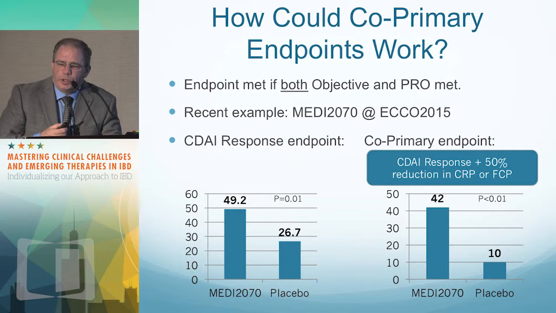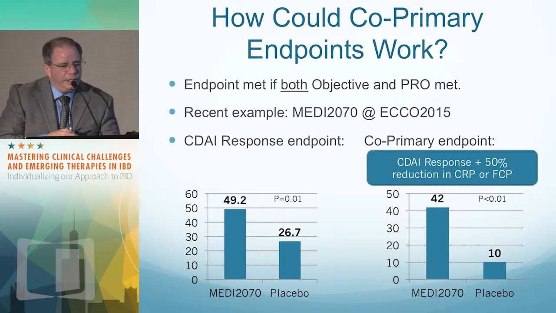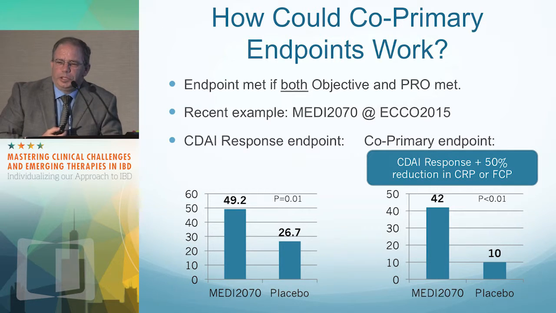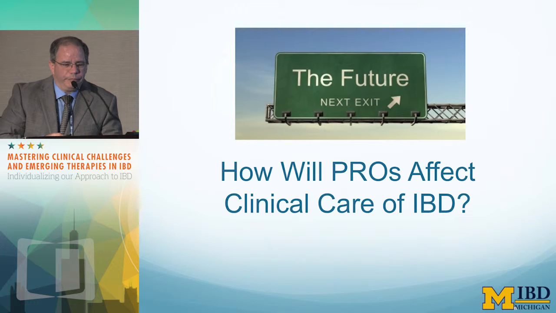But then they did sort of a post hoc experiment. What if they used a co-primary endpoint? And they defined it as CDAI response plus a 50% reduction in either CRP or calprotectin. Some patients had high CRP coming in, some had high calprotectin, but whichever they had, 50% reduction. And it actually cleaned it up a bit. They had 42% versus 10%. So you actually, in this case, had a better outcome with the co-primary endpoint, and that may actually reassure a lot of people that this is a reasonable approach.